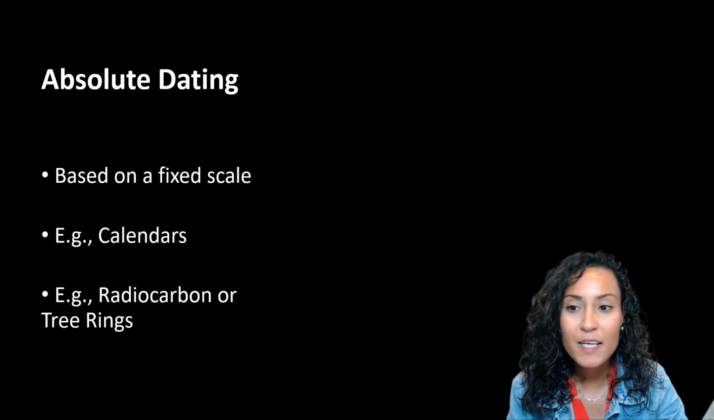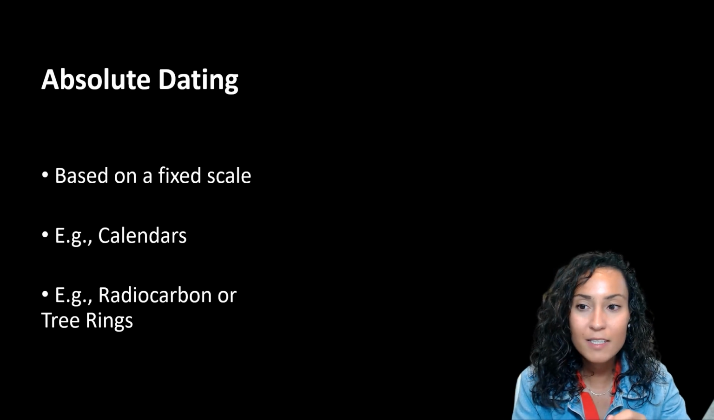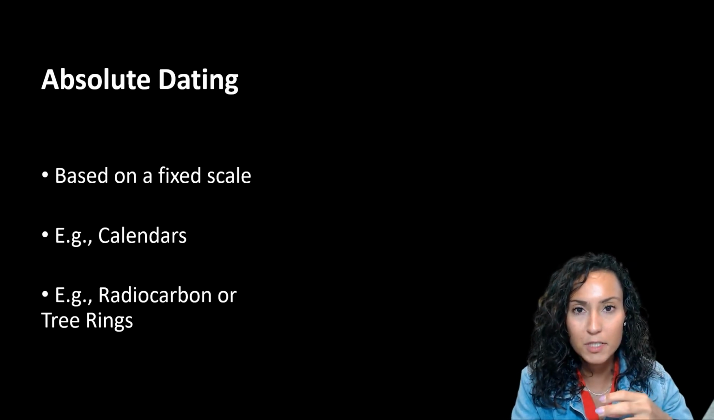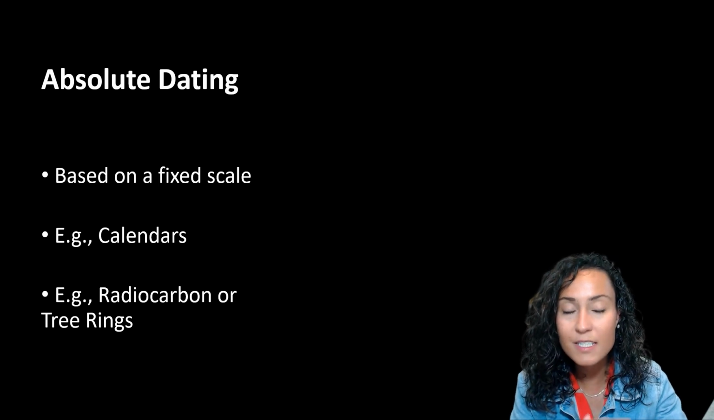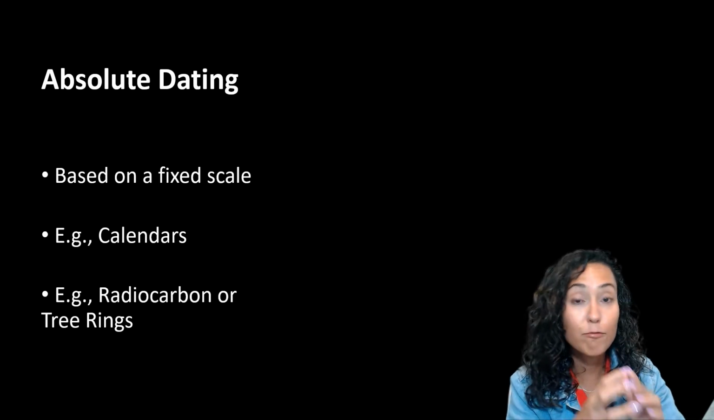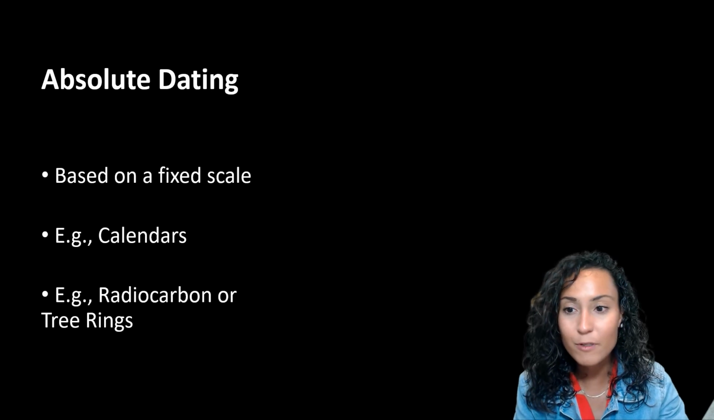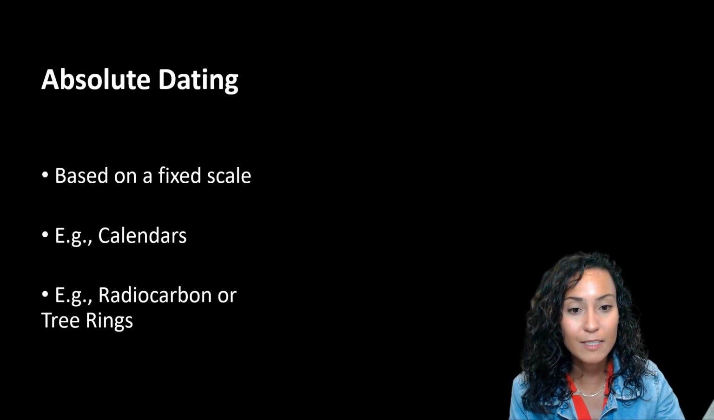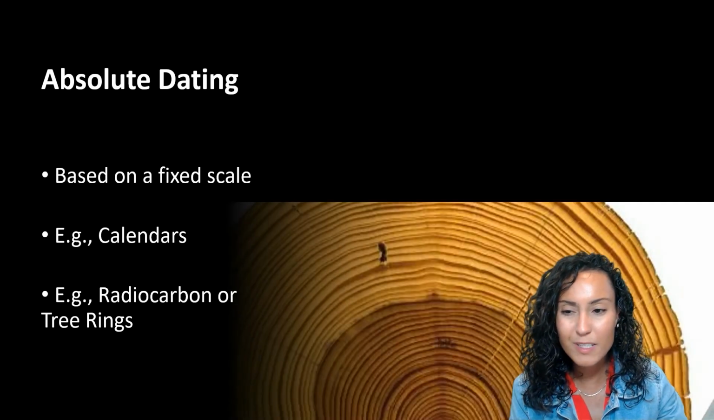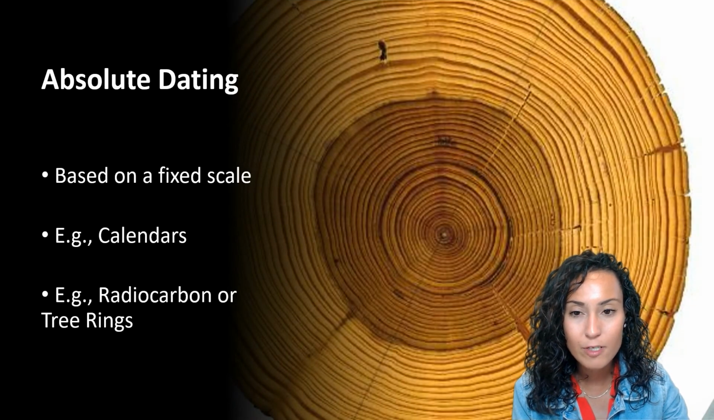The other way that we can think about using this kind of fixed scale to come back in time is by using scientific techniques like radiocarbon dating and what's called dendrochronology, or the analysis of tree rings. So let's go first into dendrochronology.